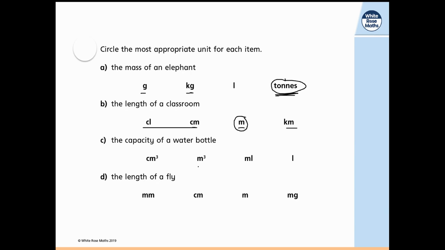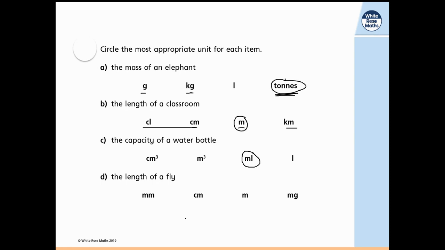The capacity of a water bottle. So here, when you've got a little 3 sign, that means cubed. Normally, we use that sign when we're talking about volume. But this question says capacity. So we've got millilitres or litres. Now, really, you could use either of those for capacity because it depends on the size of your water bottle. Most water bottles that you bring to school are 500 millilitres. So it would be that one. But you might have a bigger water bottle. That wouldn't be ridiculous. If you've got a litre one, that's fine.